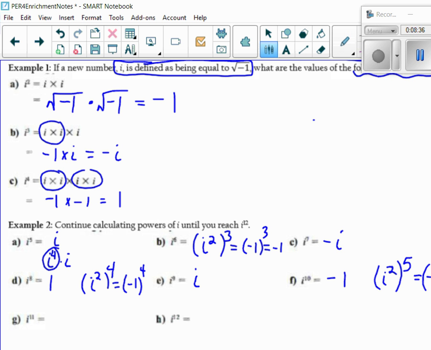Okay, how about this one? i to the power 11. Oh wait, we're on G. The next one's just 1, yeah. Like if it's odd, it's... Okay, so what is the pattern here then?